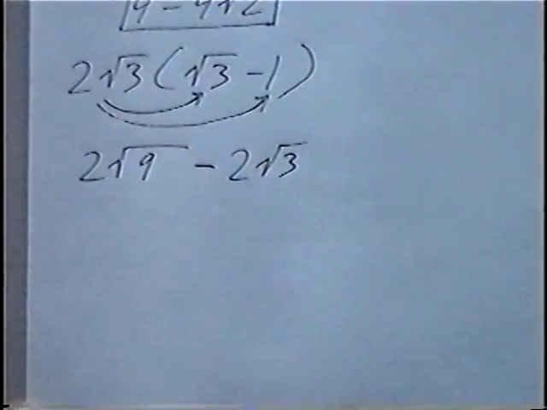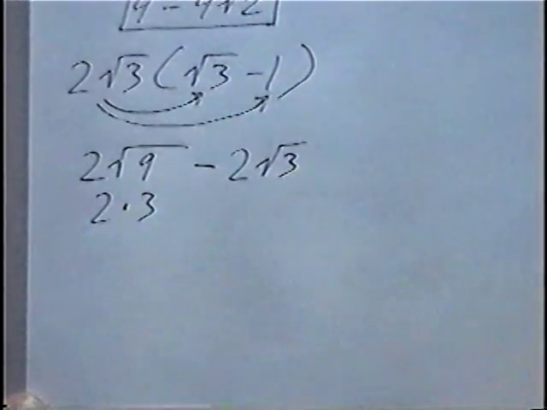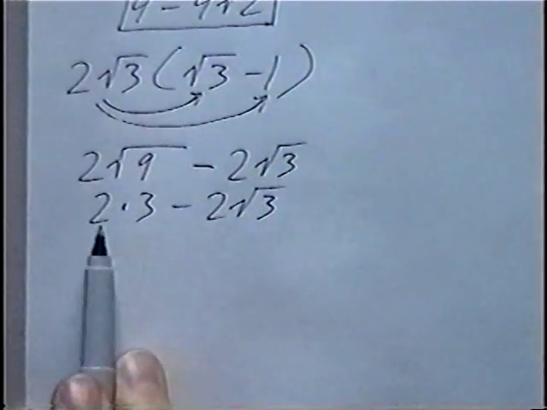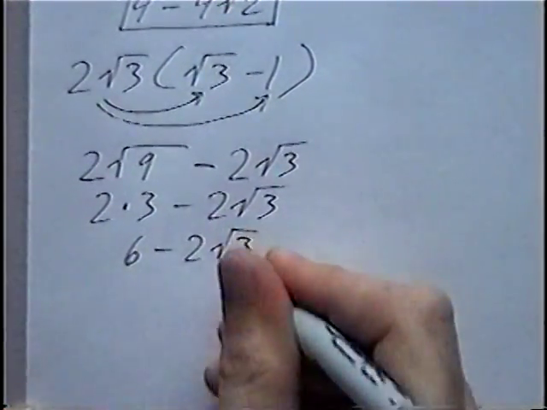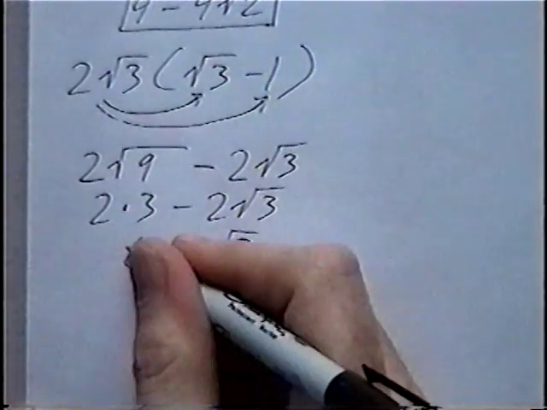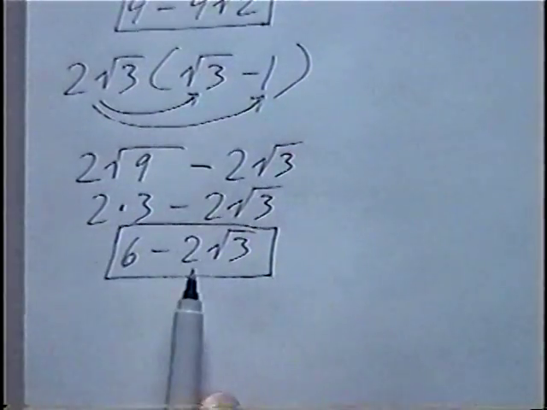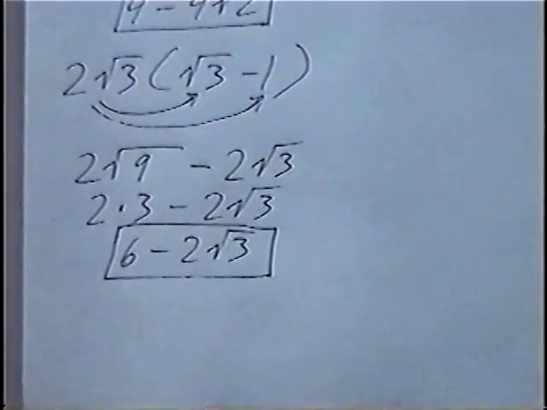Check to see if you can simplify. Radical 9 or square root 9 is equal to 3. And we can multiply 2 times 3, which would be 6. So our final answer would be 6 minus 2 radical 3. And again, these 6 minus 2, you can't subtract those because one has a radical and one does not.